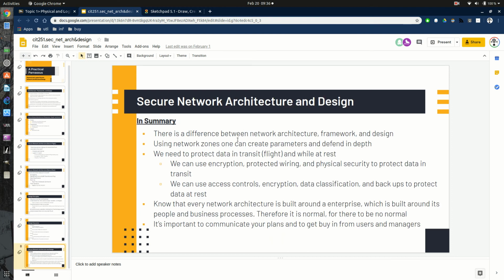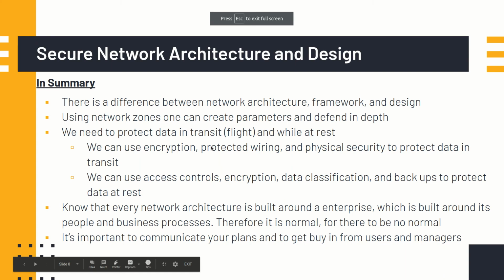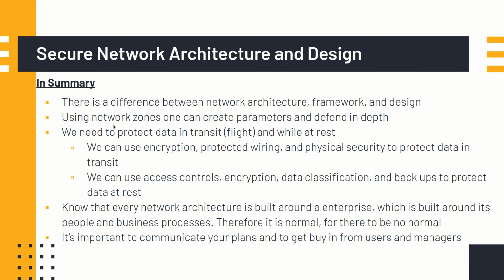Okay, so in summary, there's a difference between network architecture, framework, and design, right? Using network zones, one can create perimeters and defend in depth. We need to protect data in flight, or in transit, is what I like to say, and data at rest. We can use encryption, protected wiring, and physical security to protect data in transit. We can use access controls and encryption again, because if we encrypt our data, even if it's at rest on a hard drive and someone gets access to it external to the operating system, by encrypting it, we make it harder to read.